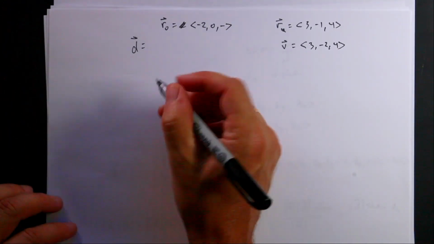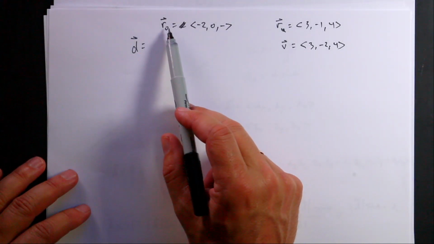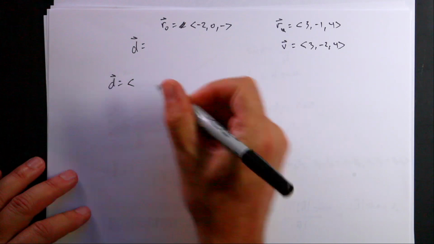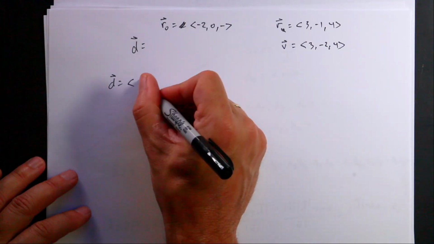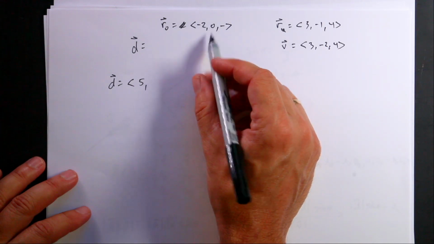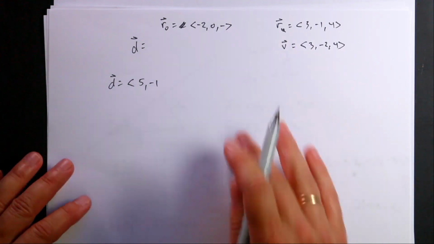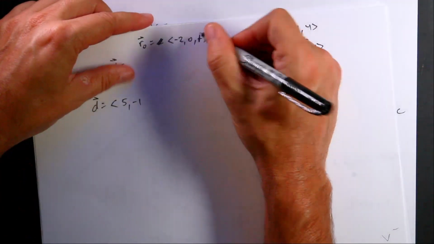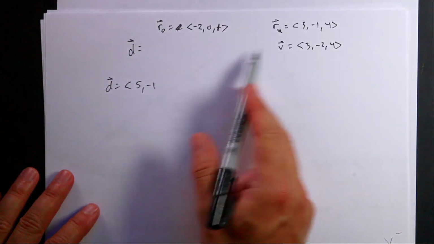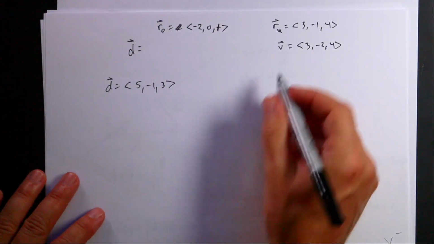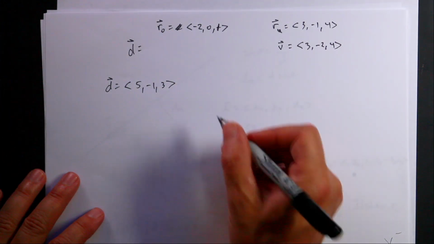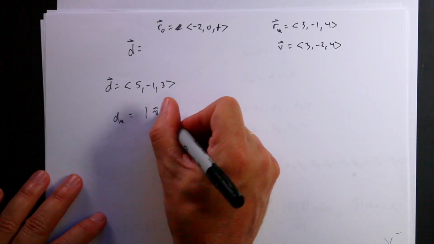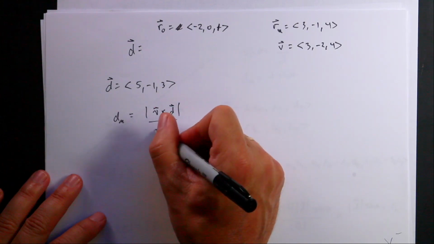So D is going to be the vector from this point to that point. D is going to be equal to the vector 3 minus -2, so 5; -1 minus 0 is -1; and 4 minus 1 is going to be 3. That's my vector D, and there's my vector V. So now I need to find d min, which is equal to V cross D divided by the magnitude of V.